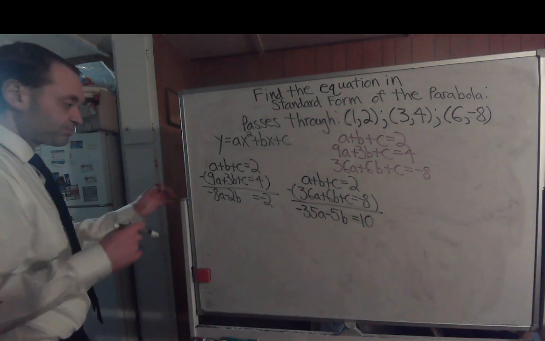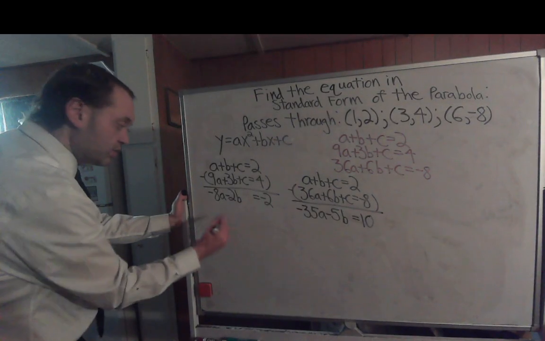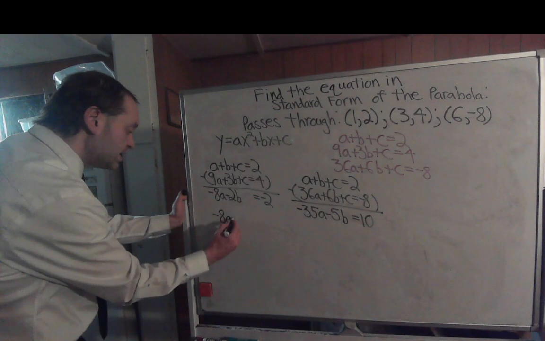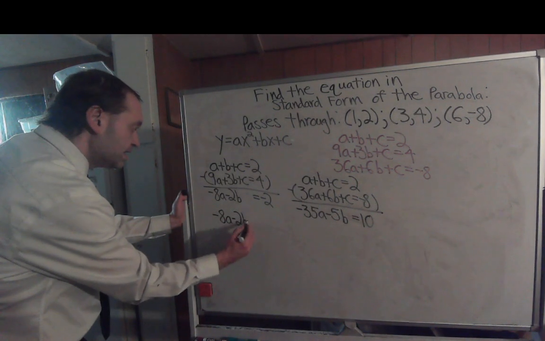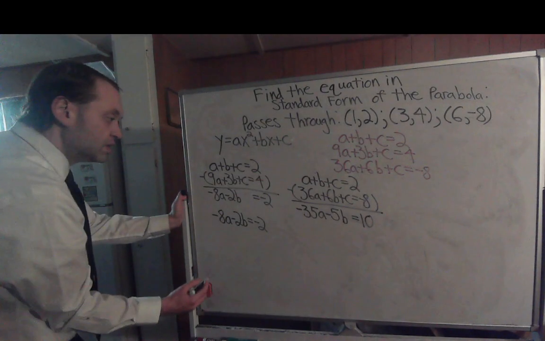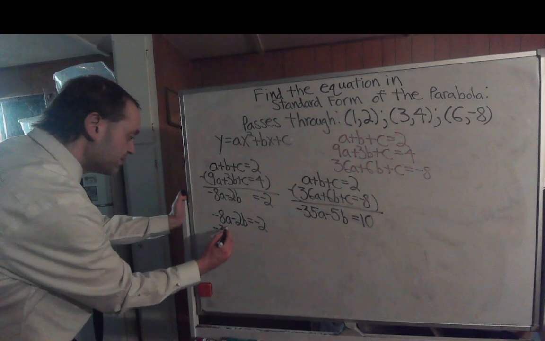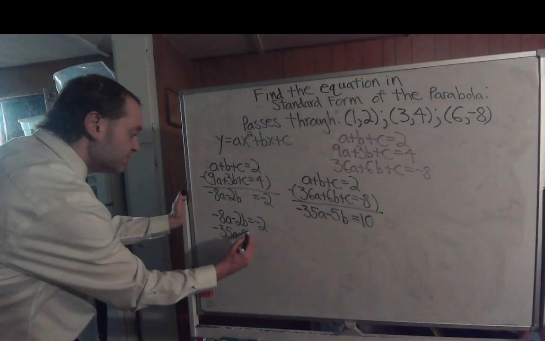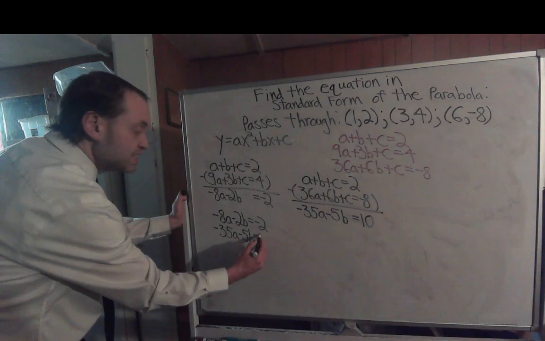So let's put these two new equations together. You'll get -8a minus 2b equals -2. You'll get -35a minus 5b equals 10.